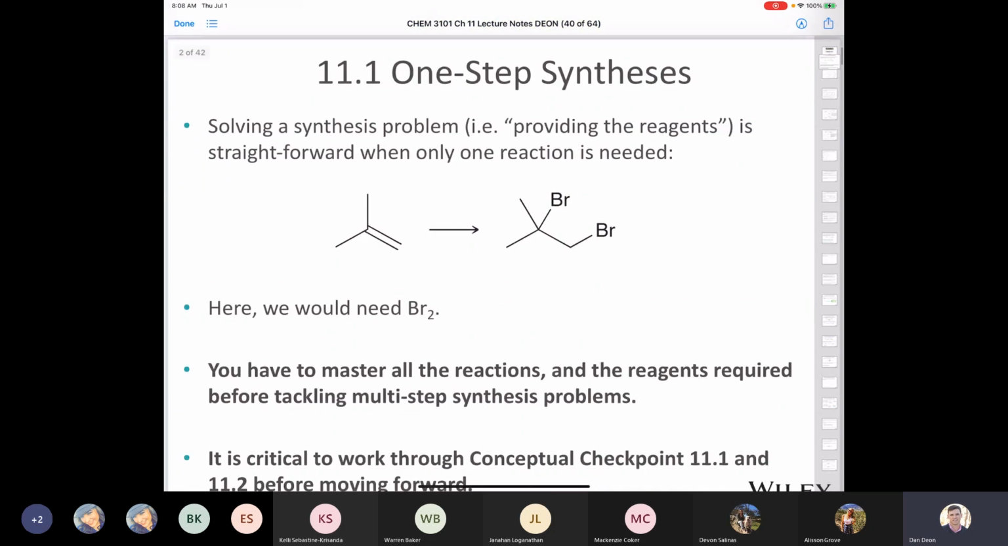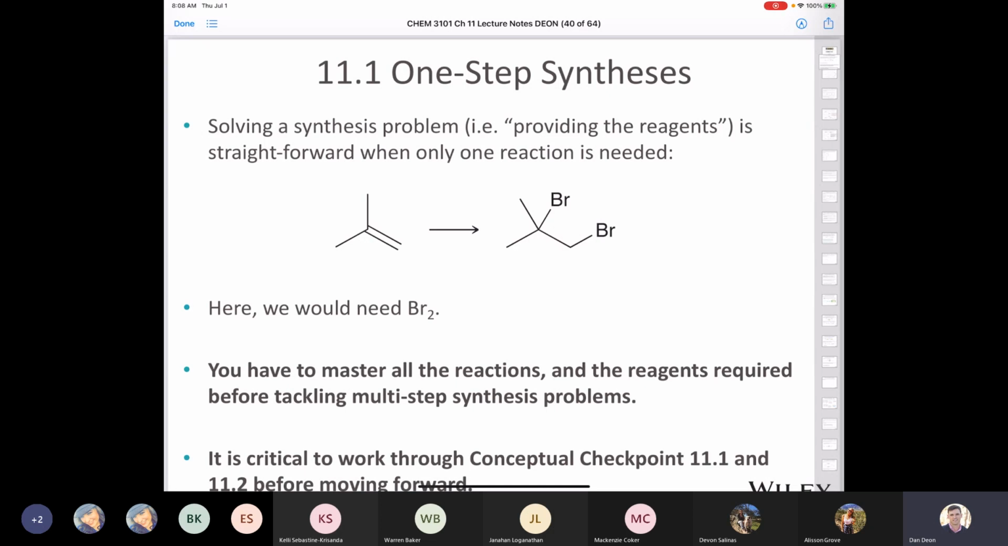And what's the main thing that students in Organic Chemistry 1 need to learn about synthesis? The first thing they need to know are one-step syntheses, which is just another way of saying the reactions, right? All the different reactions that we've learned. It says here, and I'm reading right off the slide, solving a synthesis problem, providing the reagents, can be straightforward when there's only one reaction required. But obviously, we're going to look at many questions where there is more than one reaction required.